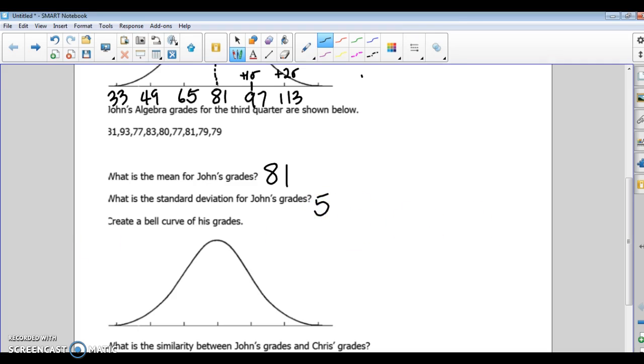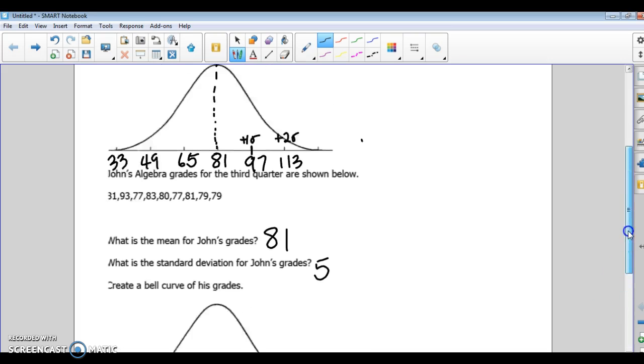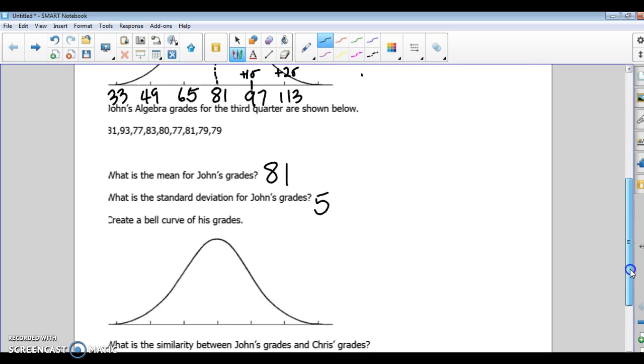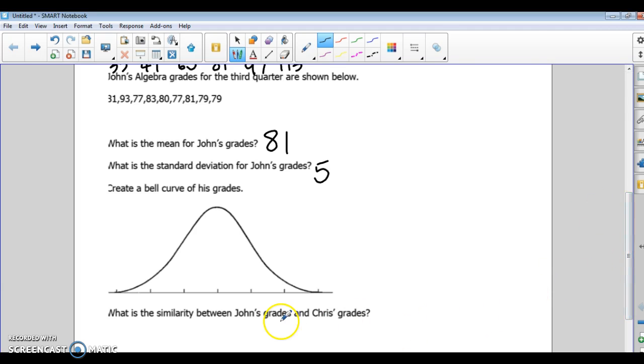Okay. Let's create a bell curve and let's compare John's grade with Chris's grade. Okay. So as you see, again, 81 is the mean. So we're going to put that right in the middle. That's 81. That was average. Now, how do you put the first standard deviation? We add 5. So 81 plus 5 is 86. Okay? If you're adding 5 again, that's a second standard deviation. That means you're adding 91. And then 96.